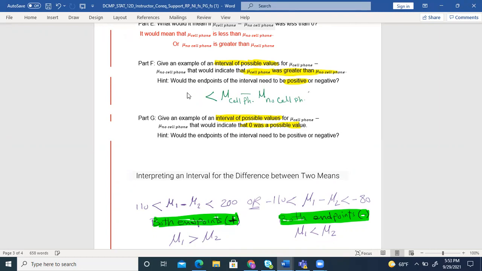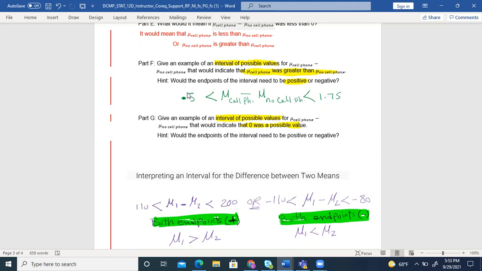So we need actually to get that, and this way it is going to be a positive number. So it can be maybe half, or 0.5. And maybe here is 1.75, something like that. So this is the difference here, in this case both ends are positive, and in this case mu cell phone is going to be greater than mu with no cell phone.